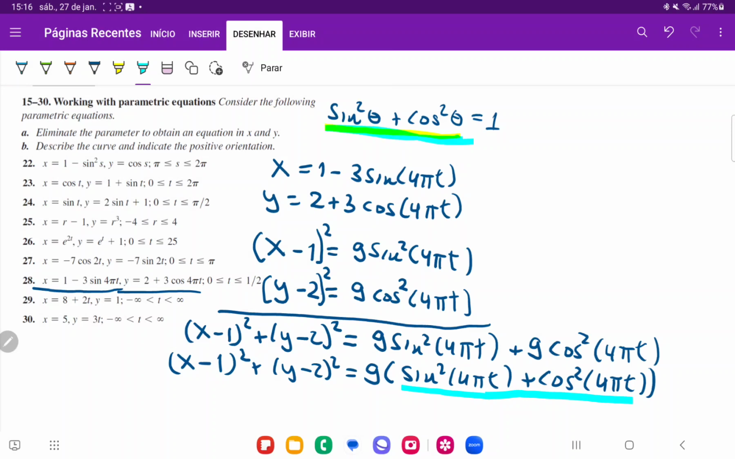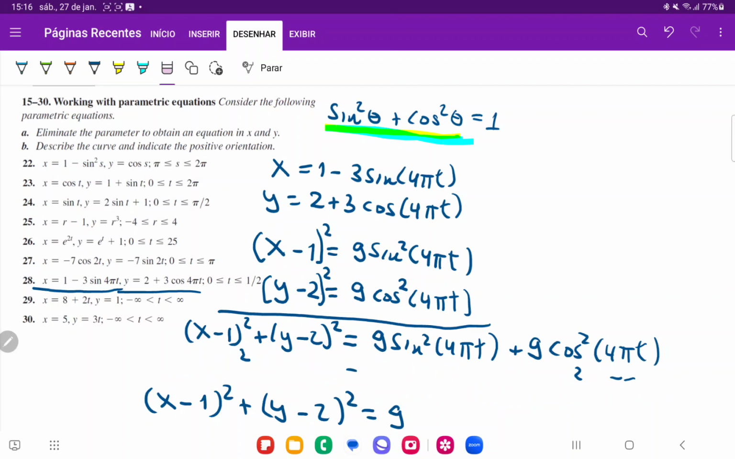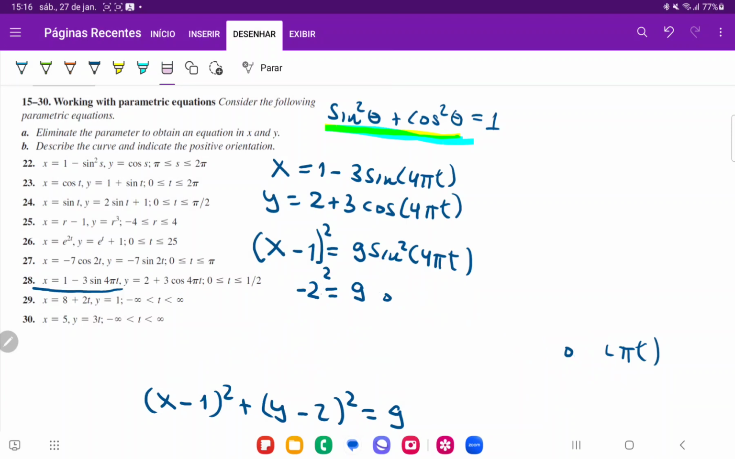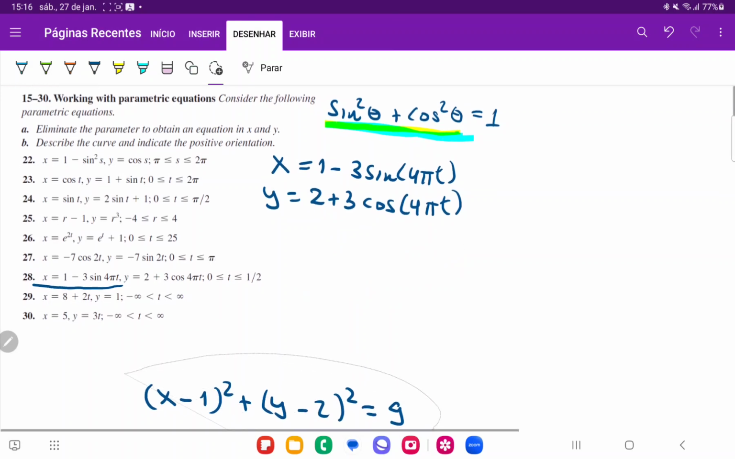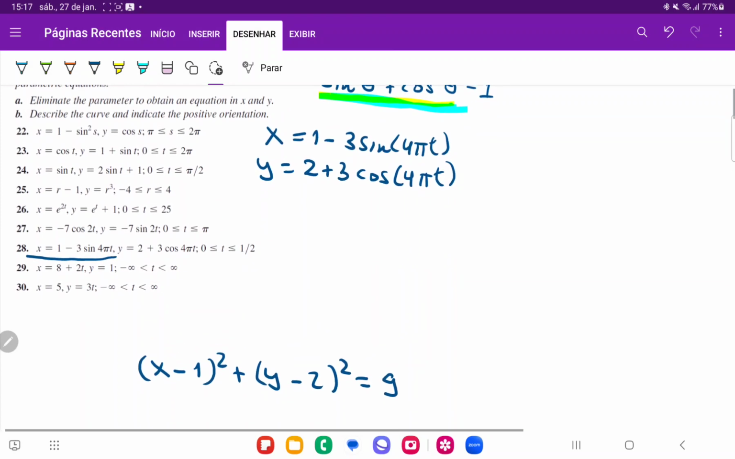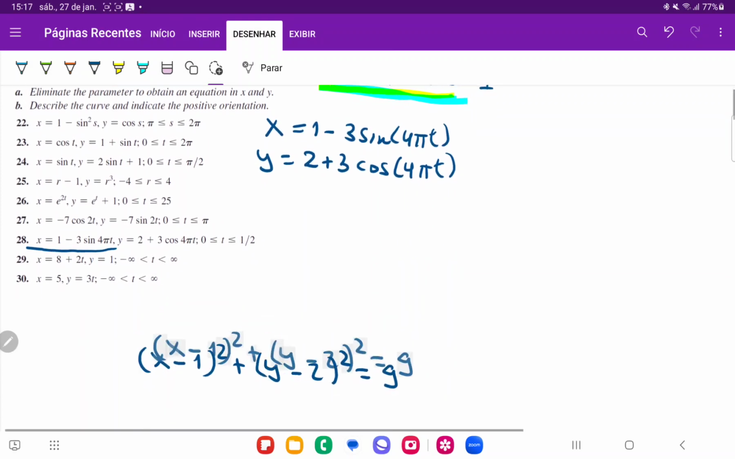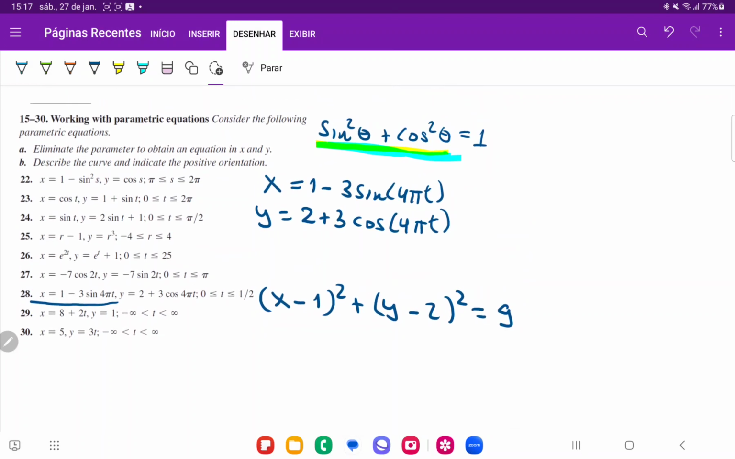So what we're going to do here is just substitute this whole thing that I've highlighted in blue with 1 because of the trig identity. So we finally are going to have the equation x minus 1 squared plus y minus 2 squared is going to be equal to 9 times 1. So that is our equation here. And so I'm just going to erase all of this so that we have some space to work. So after all of that, we were able to arrive at our equation where we have eliminated the parameter. So let me move that up. So this is the result of the equation where we have eliminated the parameter.